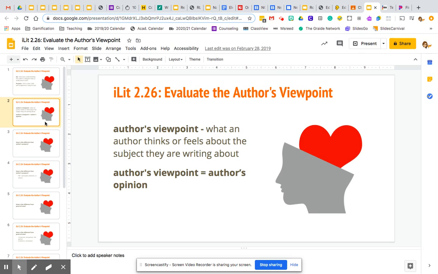So what is author's viewpoint? Author's viewpoint is basically the author's opinion about the thing that they're writing about. It's what they think about or feel about the subject that they are writing their story about.